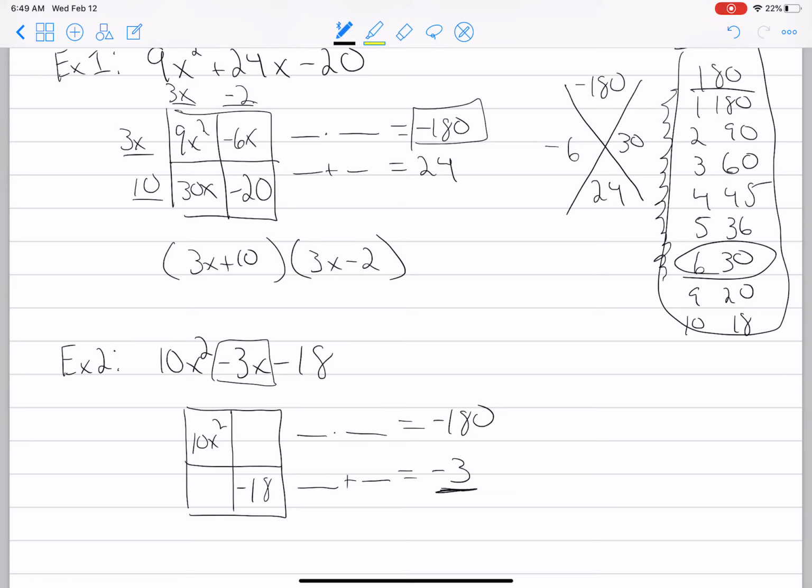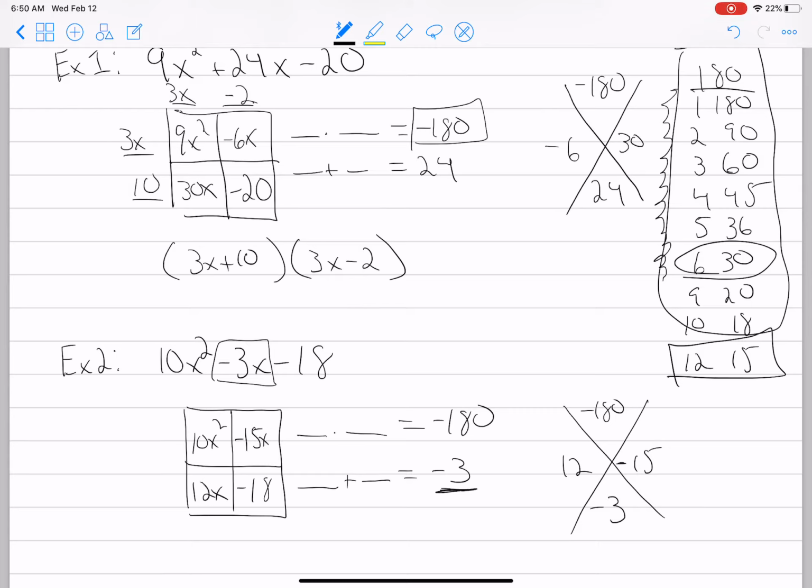Woohoo! Look at that, look at that. 12, 15. I could subtract those to get a 3. So let's see and make sure I get this right. Negative 180, and I need a negative 3. If I have 12 and 15, I need the 15 to be negative, so I get a negative 3. All right, negative 15x, 12x.